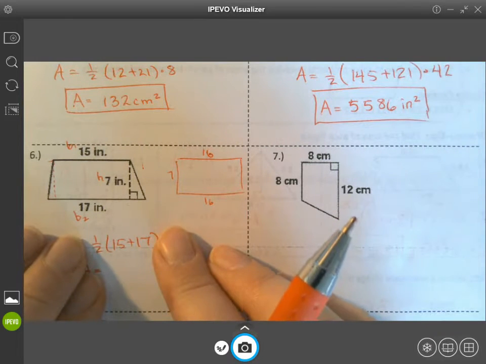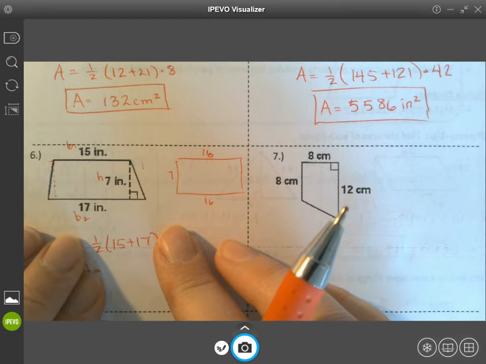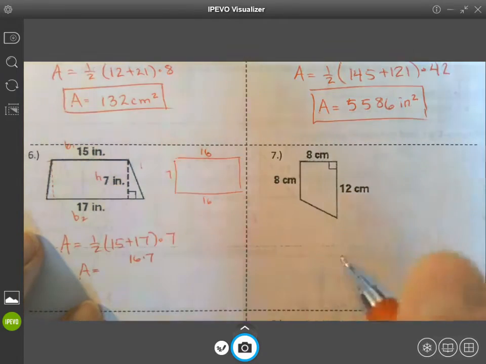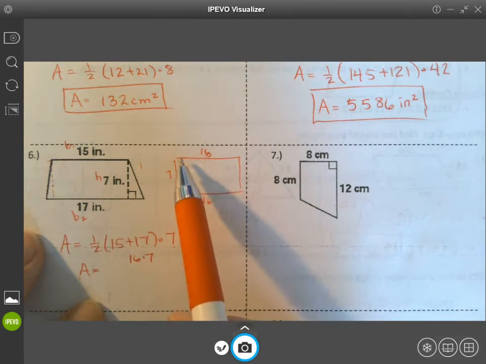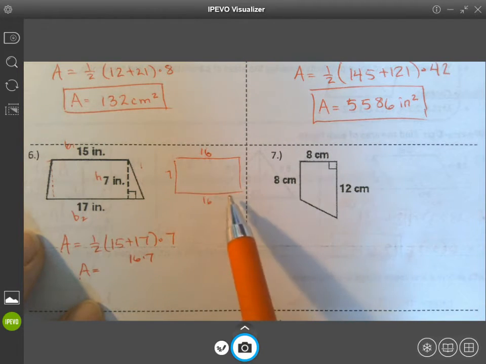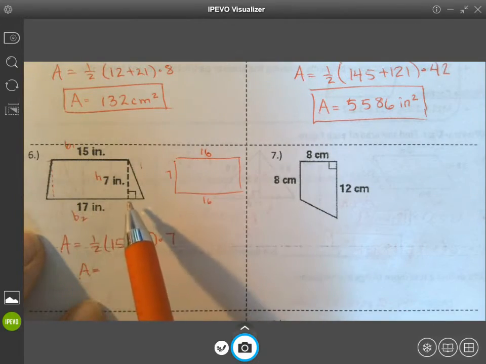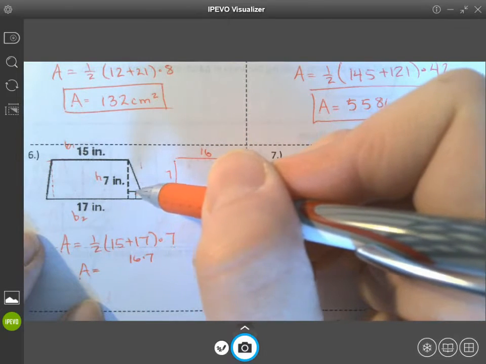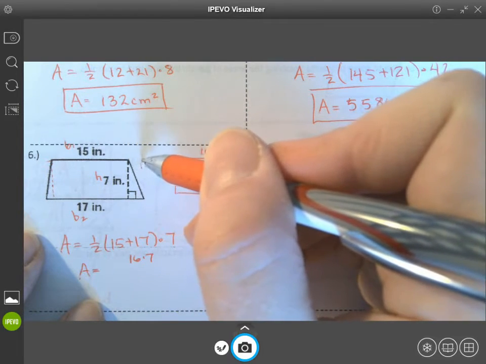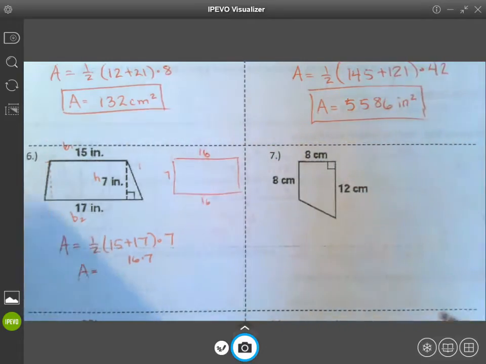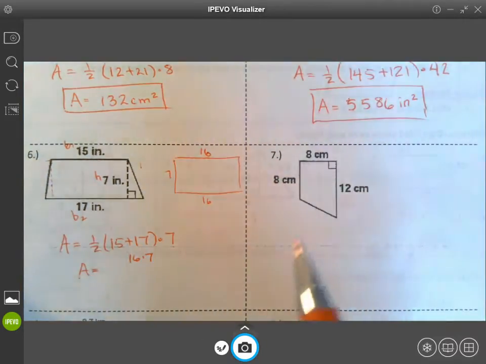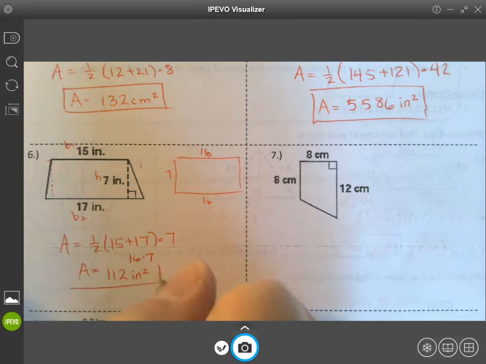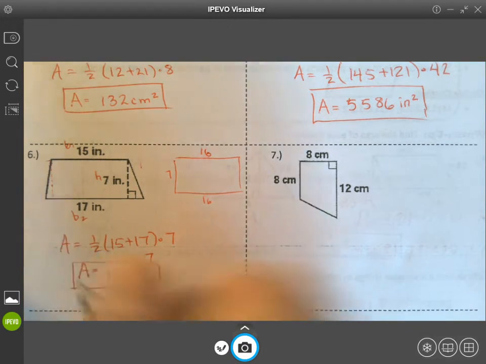So do me a favor, just do 1/2 of 15 plus 17. That's half of 32, right? Yeah. What you're really doing is taking 16 times 7. You're mathematically transforming this into a rectangle. That's why we take the average of the bases. So cut off the little sliver that goes to the side, cut off this triangle that goes to the side, and then we would sort of piece them together to make one big chunk right here. And since that's gone, that would give us our average of 16. We should get 112 inches squared. It makes a lot more sense. But that's what you're really doing.